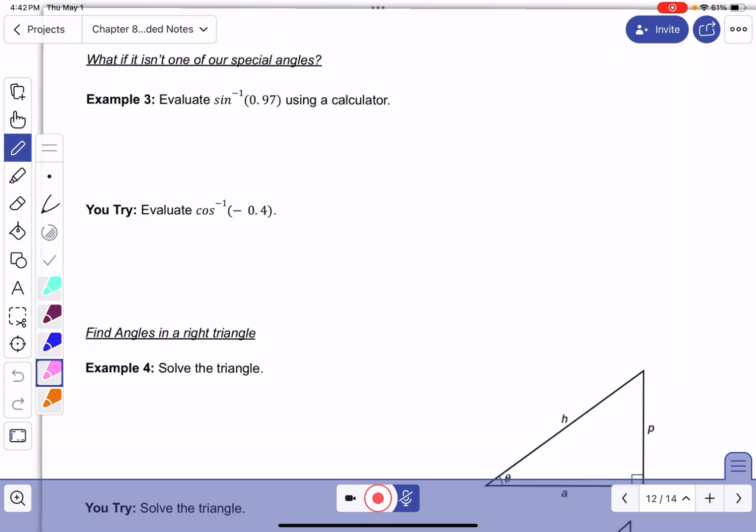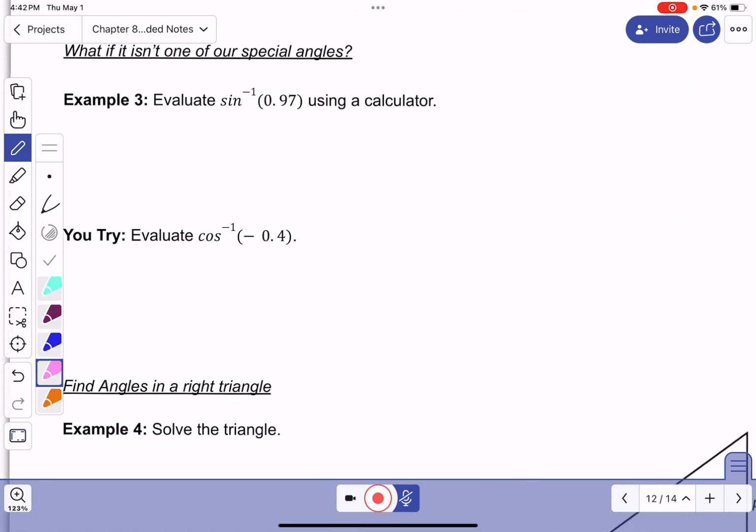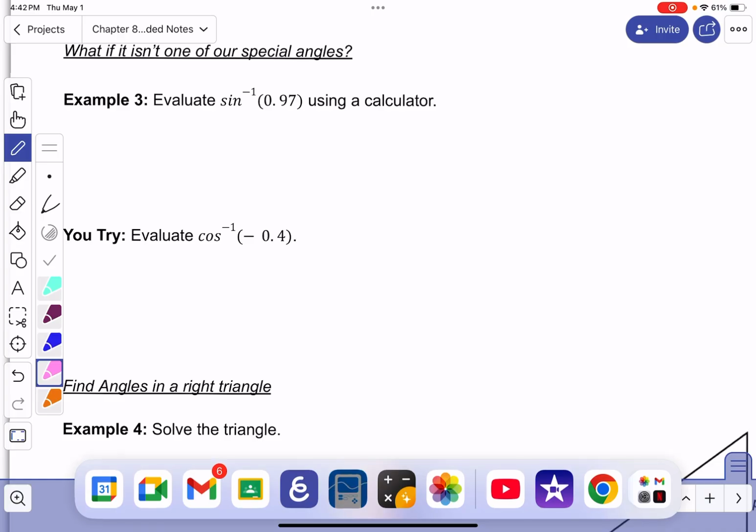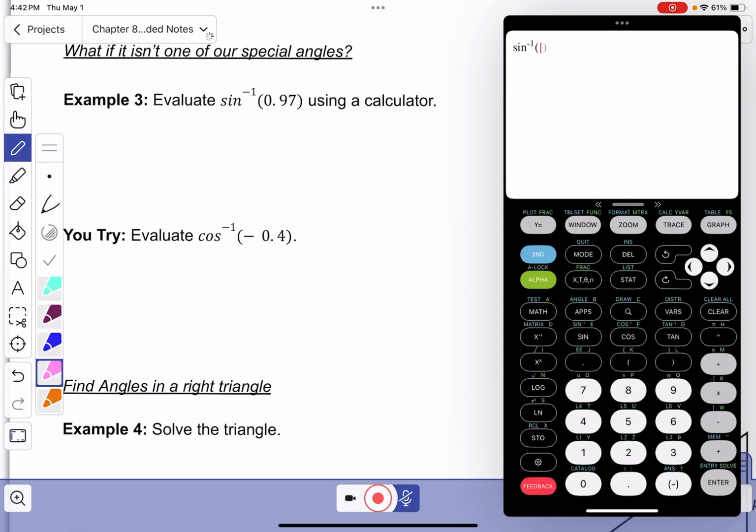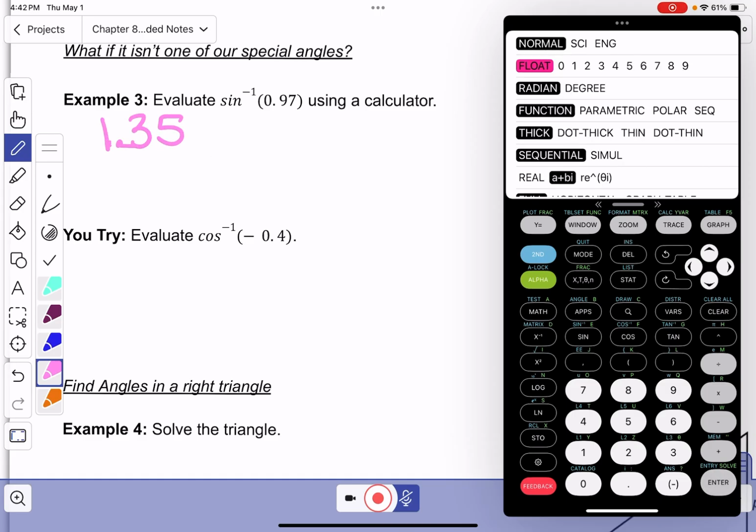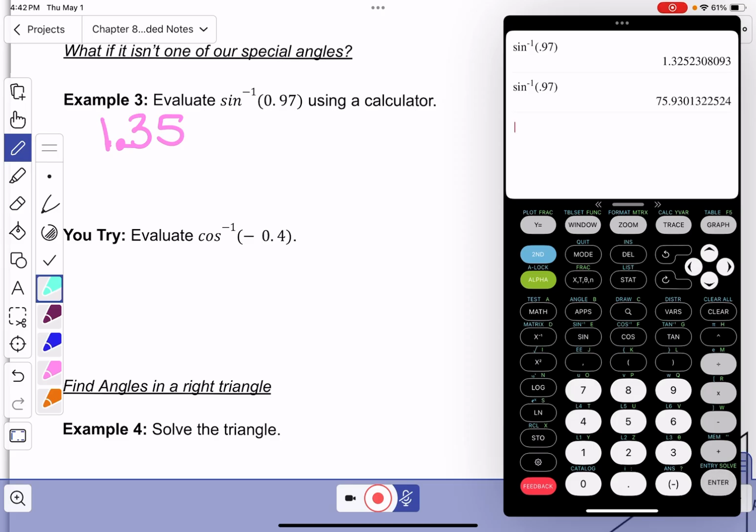What if it doesn't fall on the table? Okay, well, we'll use the calculator. So here we're going to do sine inverse 0.97. If you're in radians, you're going to get 1.35. If you're in degrees, you're going to get 75.93.